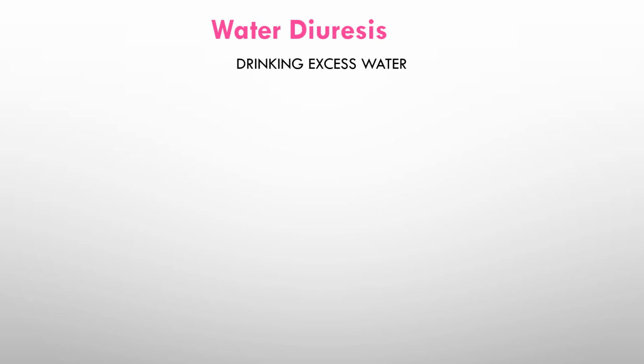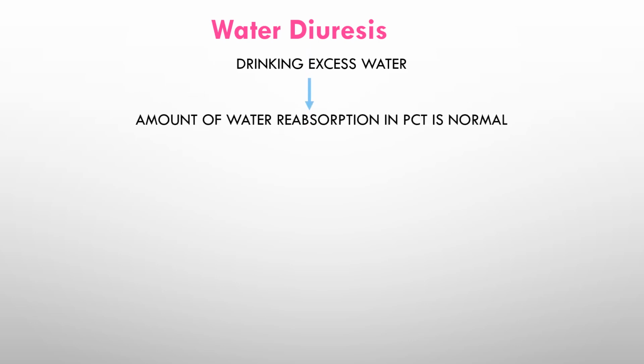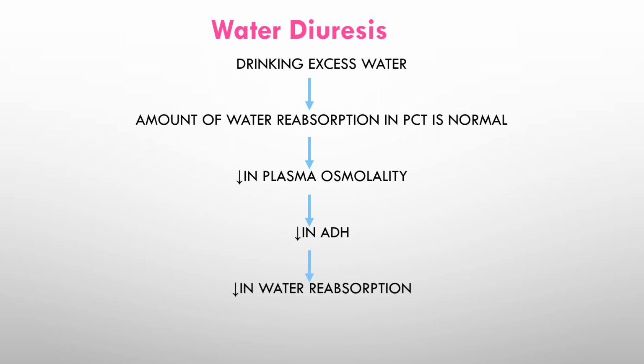With excessive fluid intake, the amount of water reabsorption in the proximal convoluted tubule is normal. As it decreases the plasma osmolality, antidiuretic hormone secretion also decreases. So there is a decrease in the reabsorption of water, which causes hypoosmolar urine.